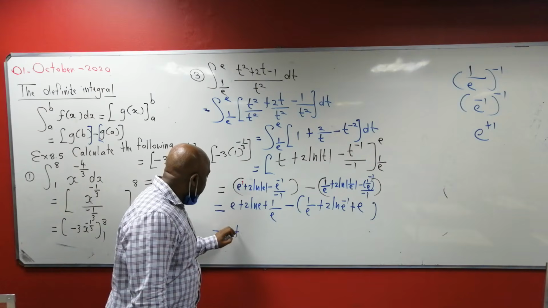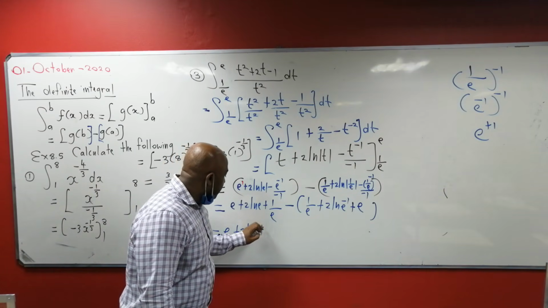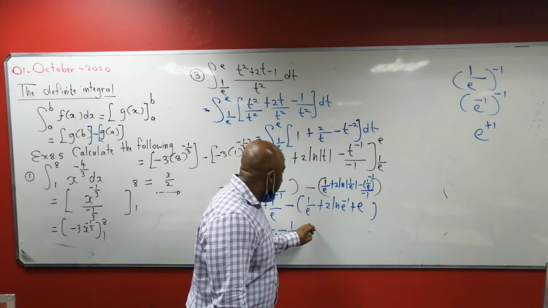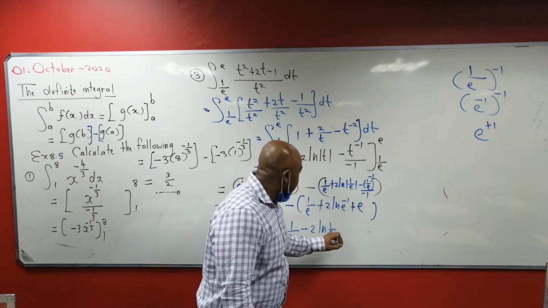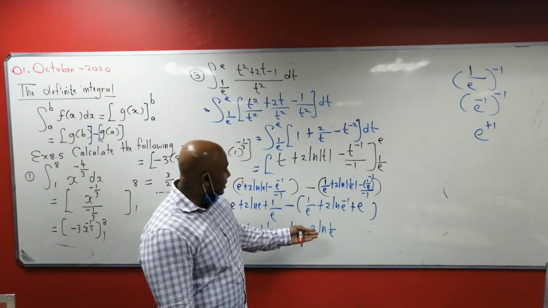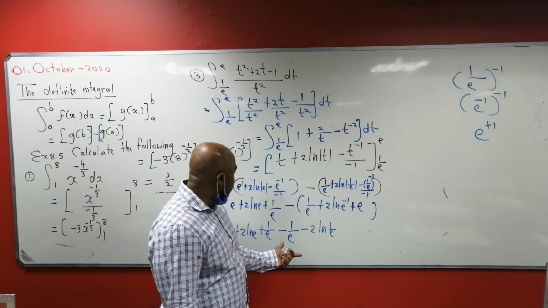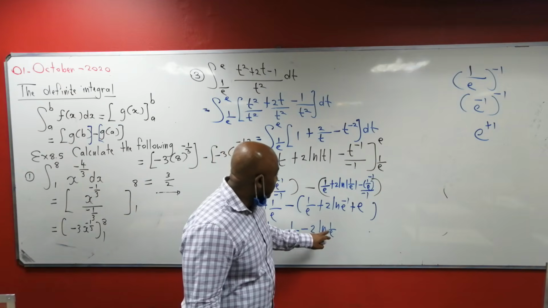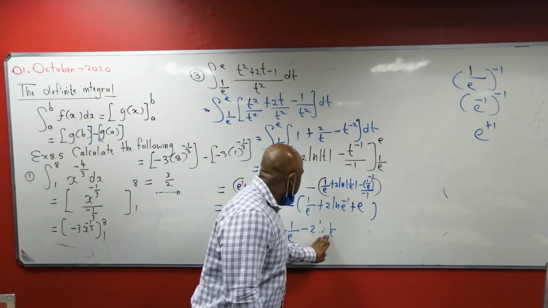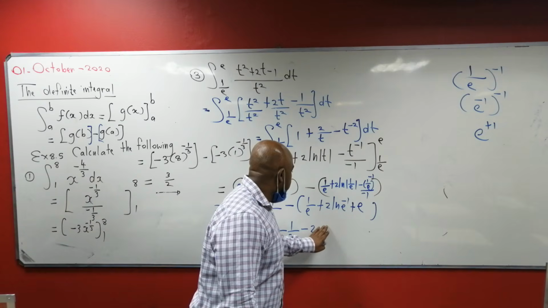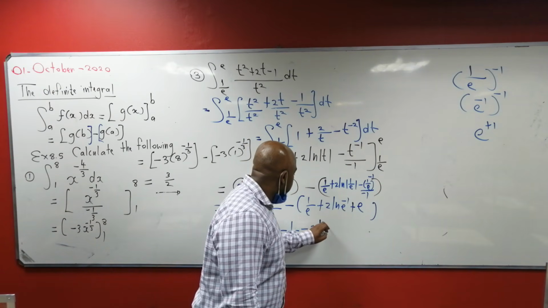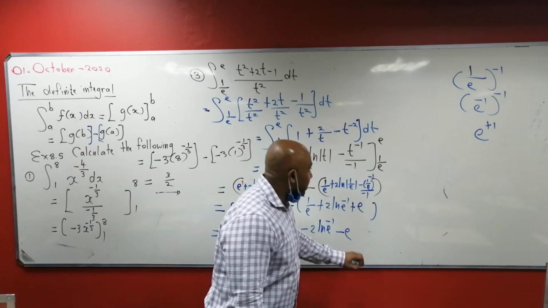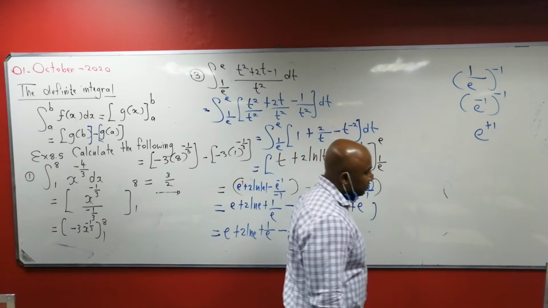Okay, so let's see how far we can go here. So that will be e plus 2 ln e plus 1 over e minus 1 over e minus 2 ln 1 over e, because e to the power minus 1 is 1 over e. Why did I change it? It was unnecessary to do that. Or, oh sorry, no, it was necessary. Let me just redo. Let me just leave it as it is. So that will be 2 ln e to the power minus 1. And then I got minus e. I'm just removing the brackets, that's all.